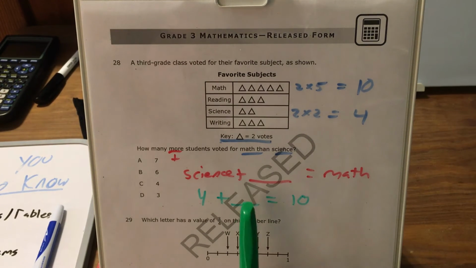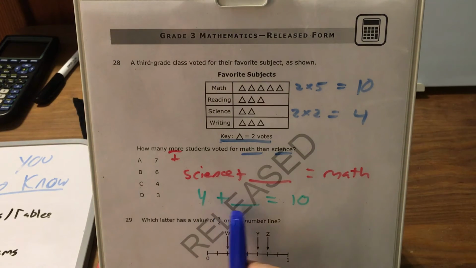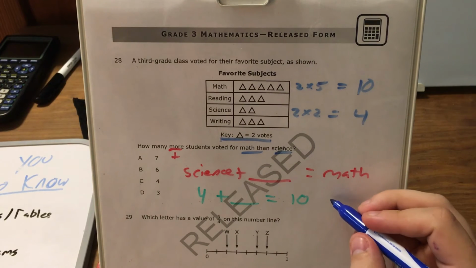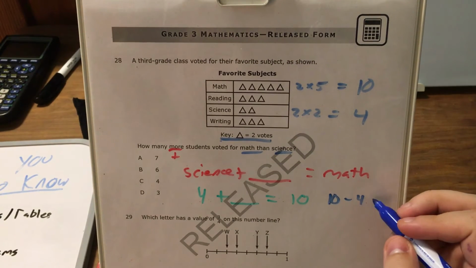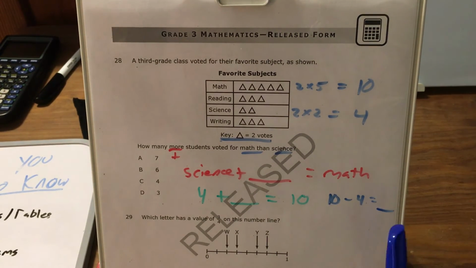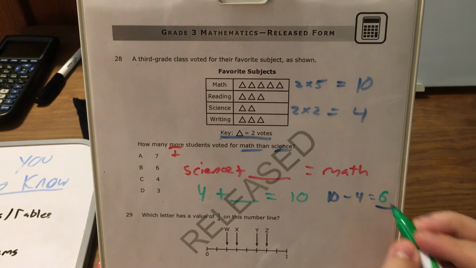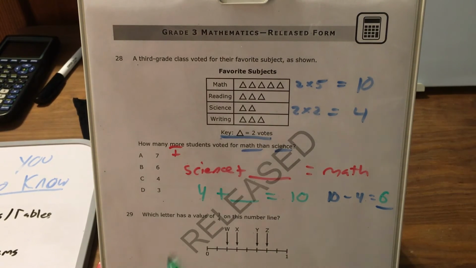And at this point, since we don't know the number in the middle here, I want to break out my fact family ideas and say that if I know that 4 plus something equals 10, I also know that 10 minus 4 equals that same number that we don't know yet. And 10 minus 4, you can use a calculator or not, but that equals 6, which matches up with answer choice B.